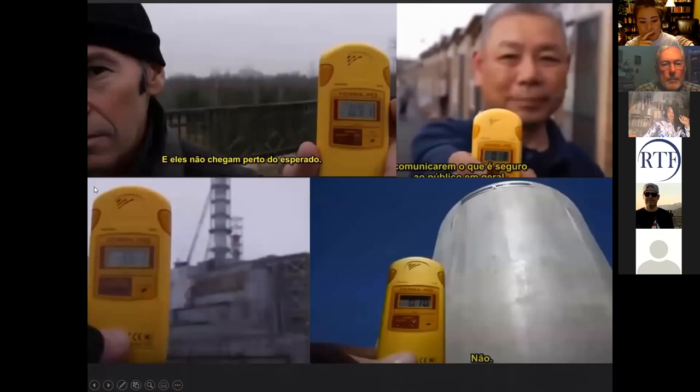These are measurements to the left. The top left is the village by Chernobyl, 0.91. The bottom left is right by the Chernobyl factory, or plant. It's 3.67. To the top right is the village in Fukushima, 0.18. And to the bottom right is by a nuclear waste storage container, 0.7.